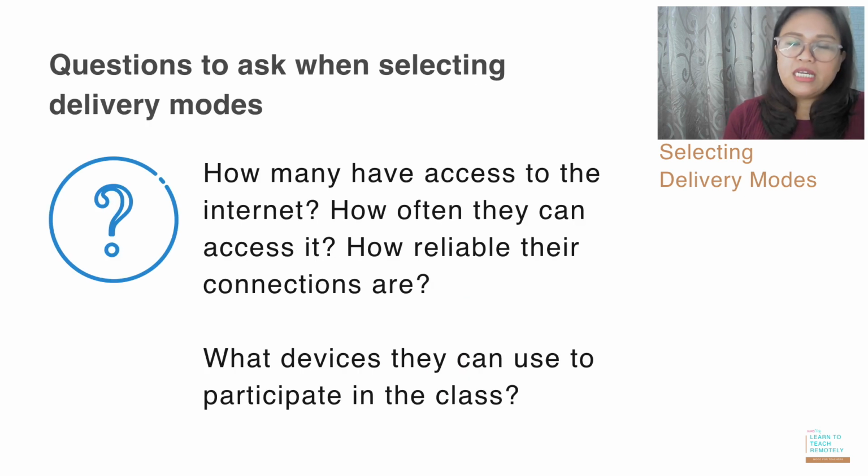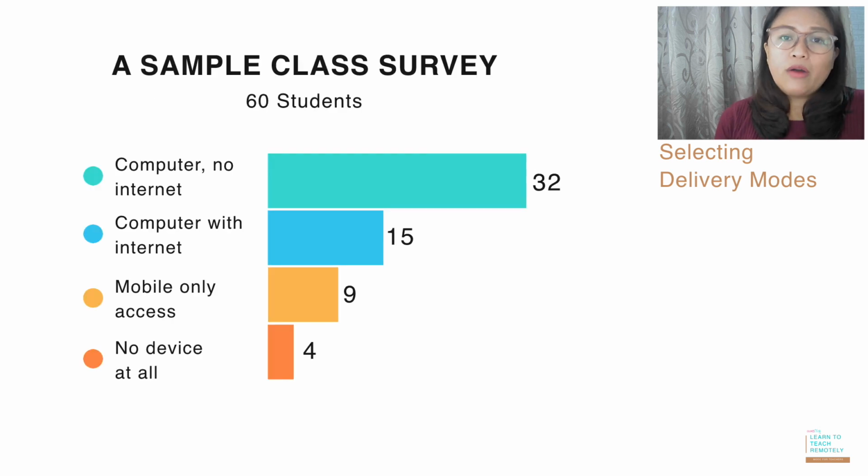But before you proceed on deciding the modality, I want you to think and take note of the available resources that you and your students have access to. It would be much better if you could do a formal survey. It is important to know how many have access to internet, how often they can access it, how reliable their connections are, and what devices they can use to participate in the class. So these are just a few questions you can ask to help you decide on the modality or mode of delivering instruction.